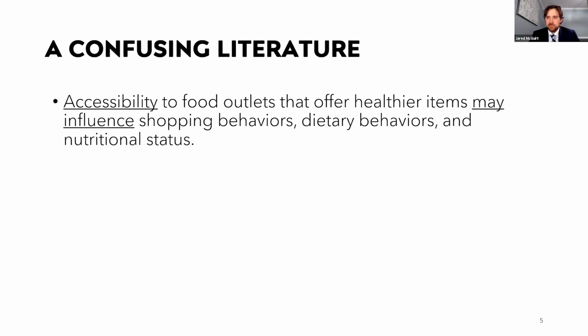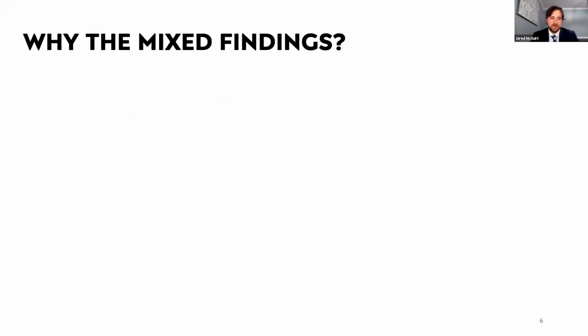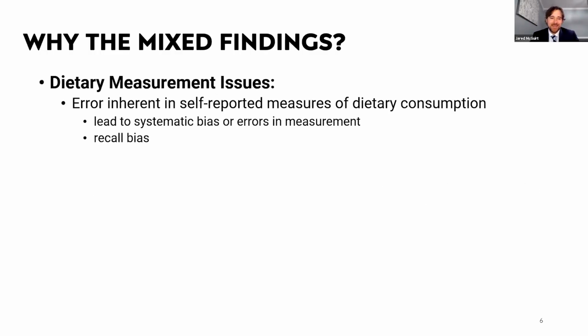It does seem to be the case, if you look at both quantitative and qualitative literature, that accessibility to food outlets may influence shopping behaviors, dietary behaviors, and nutritional status. Previous research examining the association between food environment and dietary quality appears relatively mixed. So the question is why? Well, I think there are two main issues. One that we're all familiar with on this call, and that's dietary measurement issues.